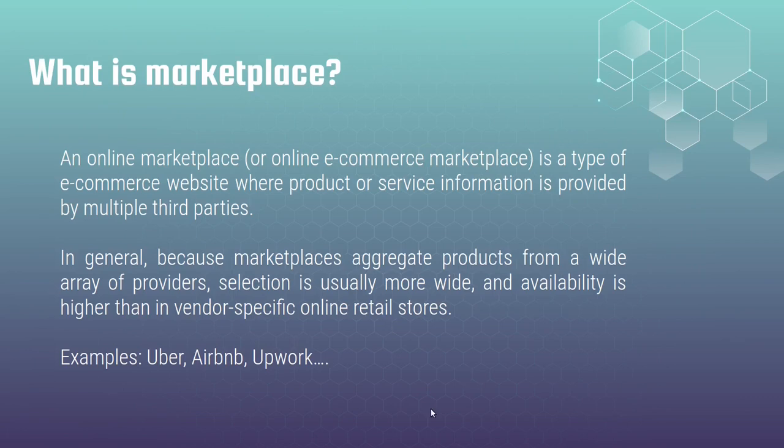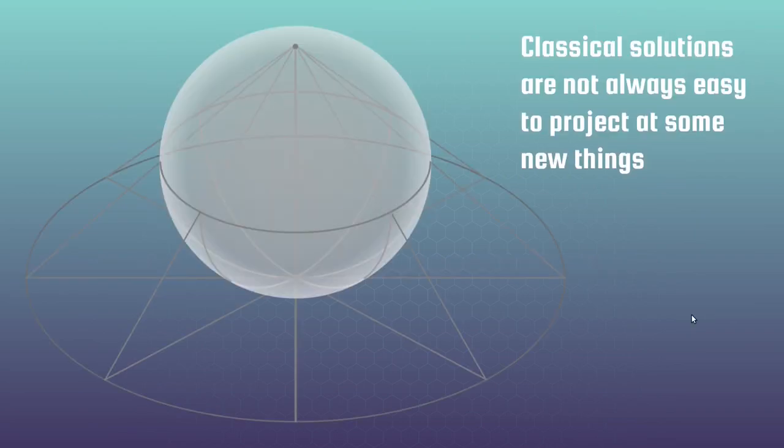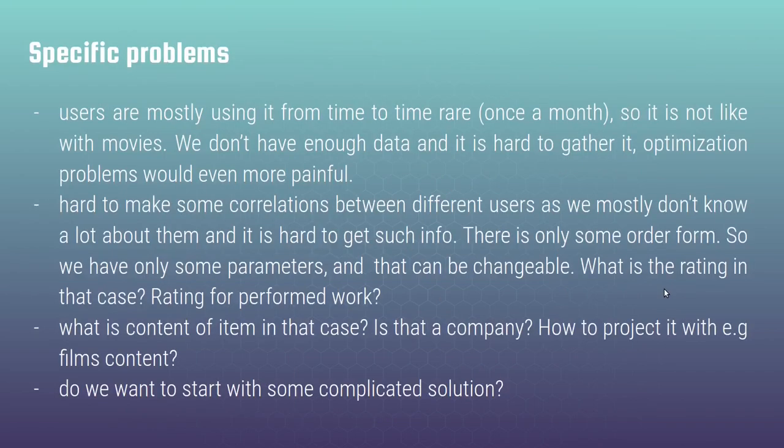Good examples of marketplaces are Uber, Airbnb, Upwork, and we will choose our own example for study purposes, and that would be an online house cleaning marketplace. So we will have customers that want to clean the house on one side and some companies or private persons that would provide house cleaning services. As I already said, classical solutions are not always easy to project onto some new things. So what are the specific problems in our case?